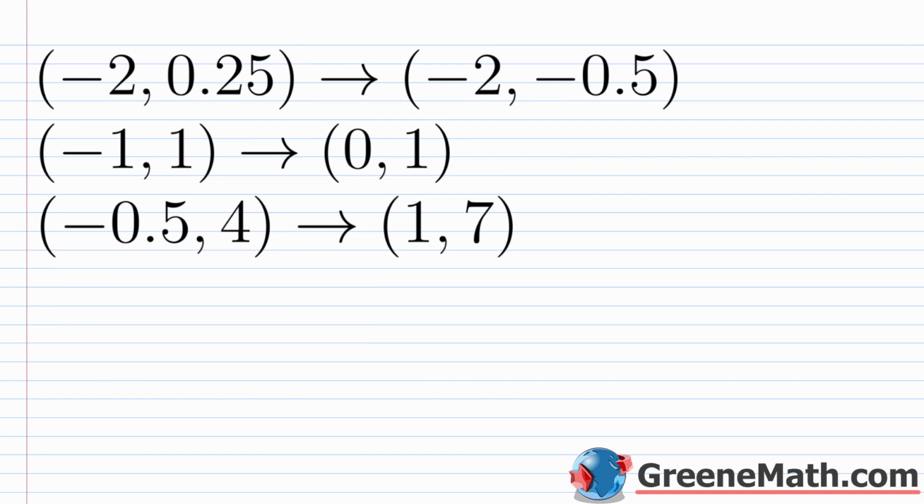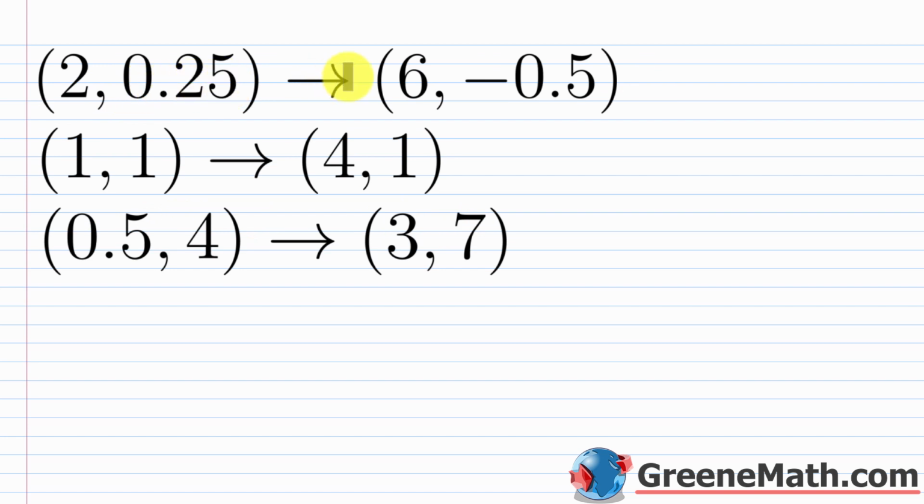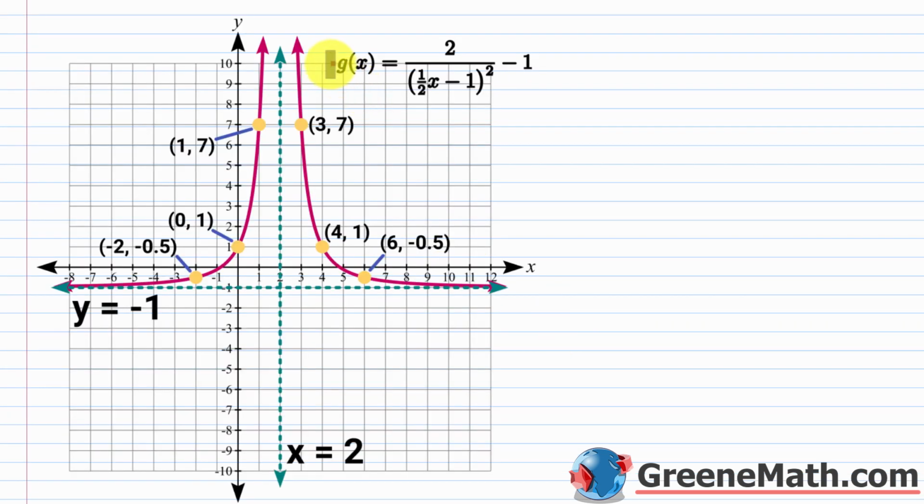I've pre-written this to make it a little bit faster. You have this -2, 0.25, which is going to go to -2, -0.5. You have -1, 1, which is going to go to 0, 1. You have -0.5, 4, which is going to go to 1, 7. You have 2, 0.25, which is going to go to 6, -0.5. 1, 1, which is going to go to 4, 1, and then 0.5, 4, which is going to go to 3, 7.